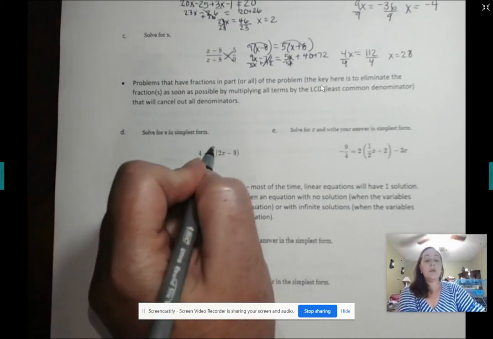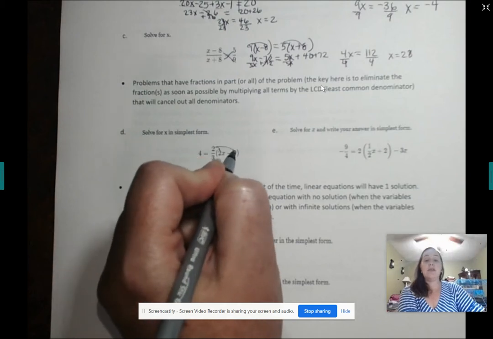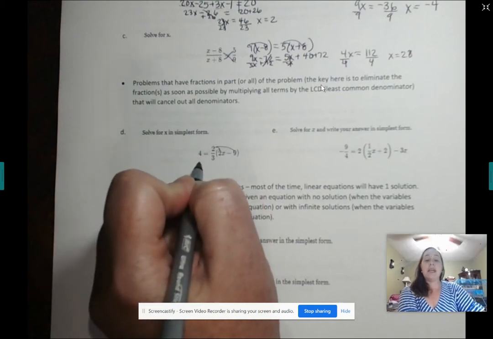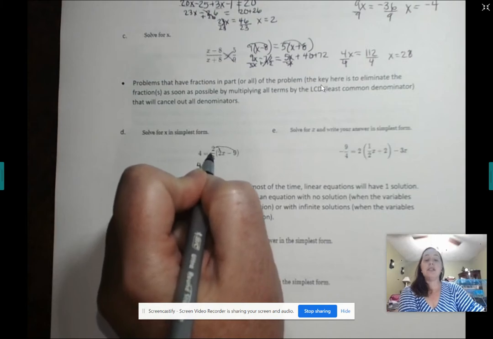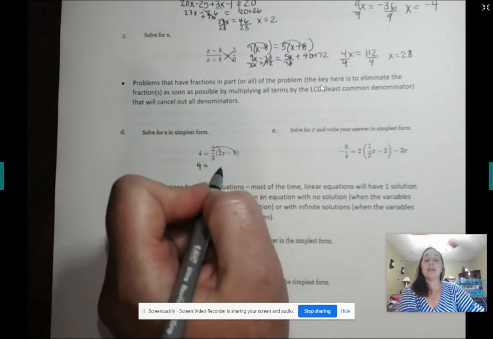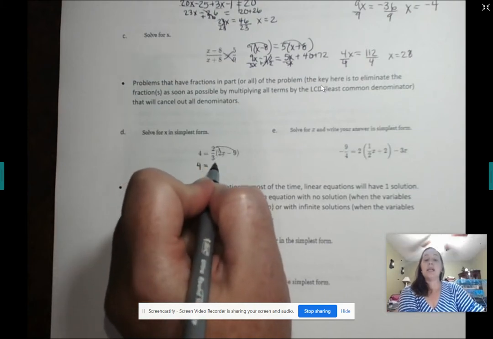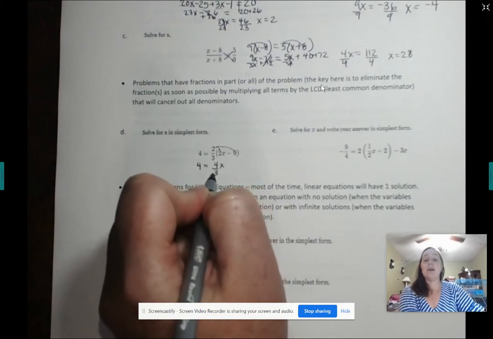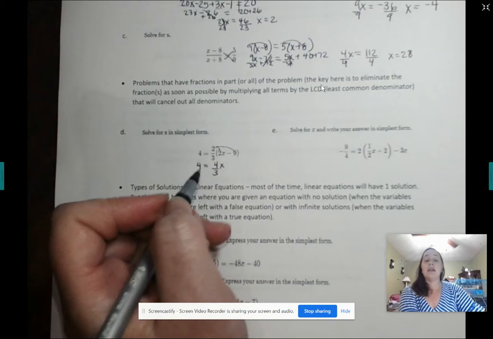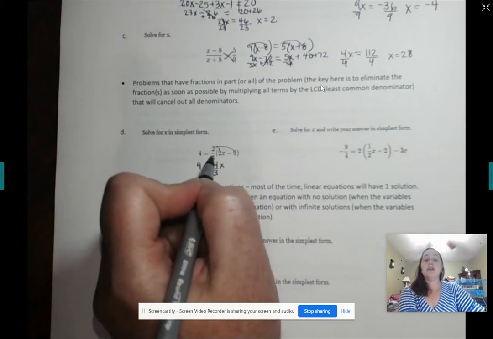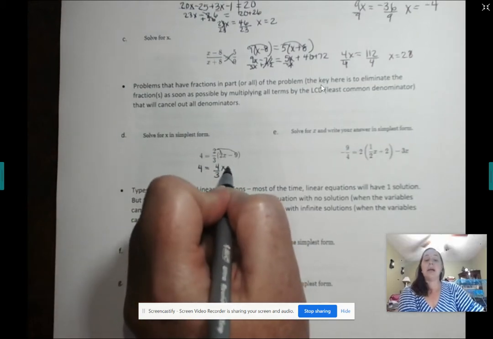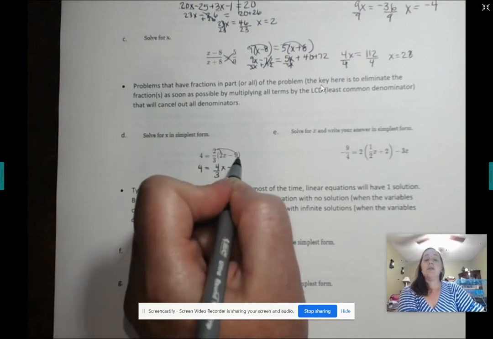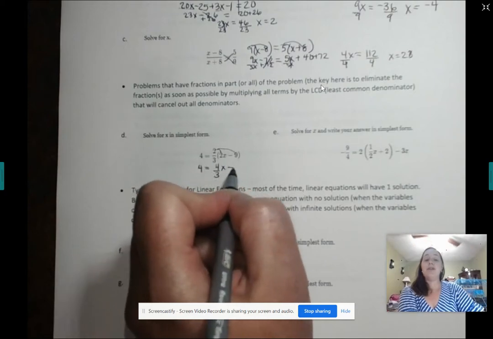So I'm going to distribute this 2/3 to both of these. Now, that's not going to cancel out the fraction. This is 2/3 times 2x. So 2 times 2x is 4 with an x, and I'm still divided by 3. That 3 is not gone. Now I'm going to do 2/3 times minus 9. The minus is there. 9 times 2 is 18. Divided by 3 is 6.